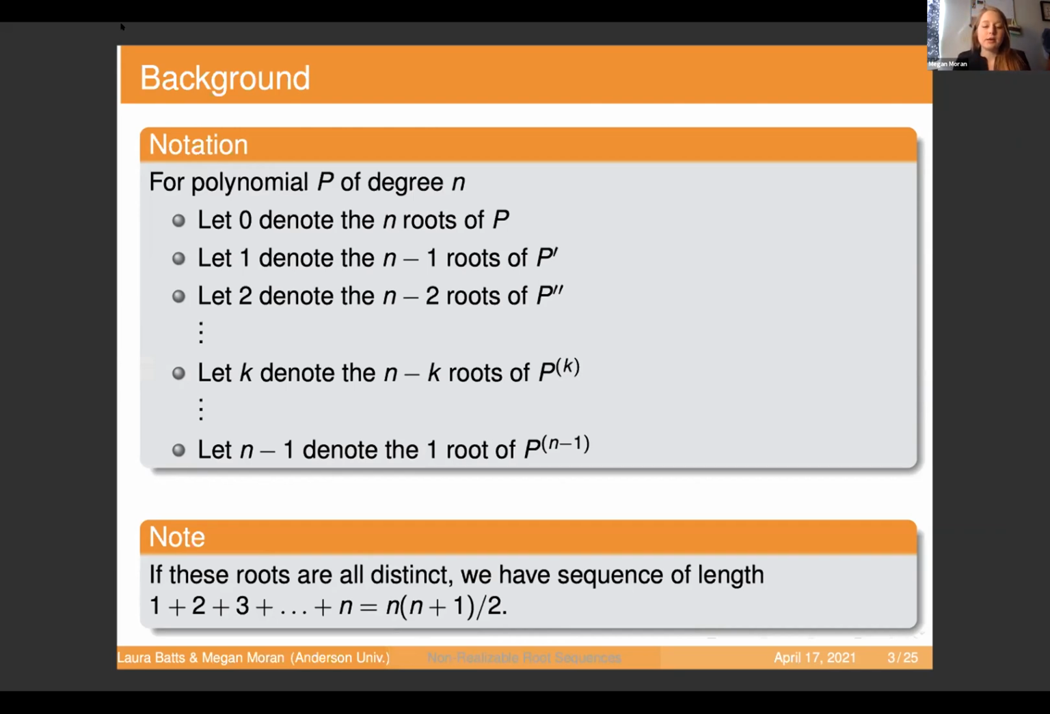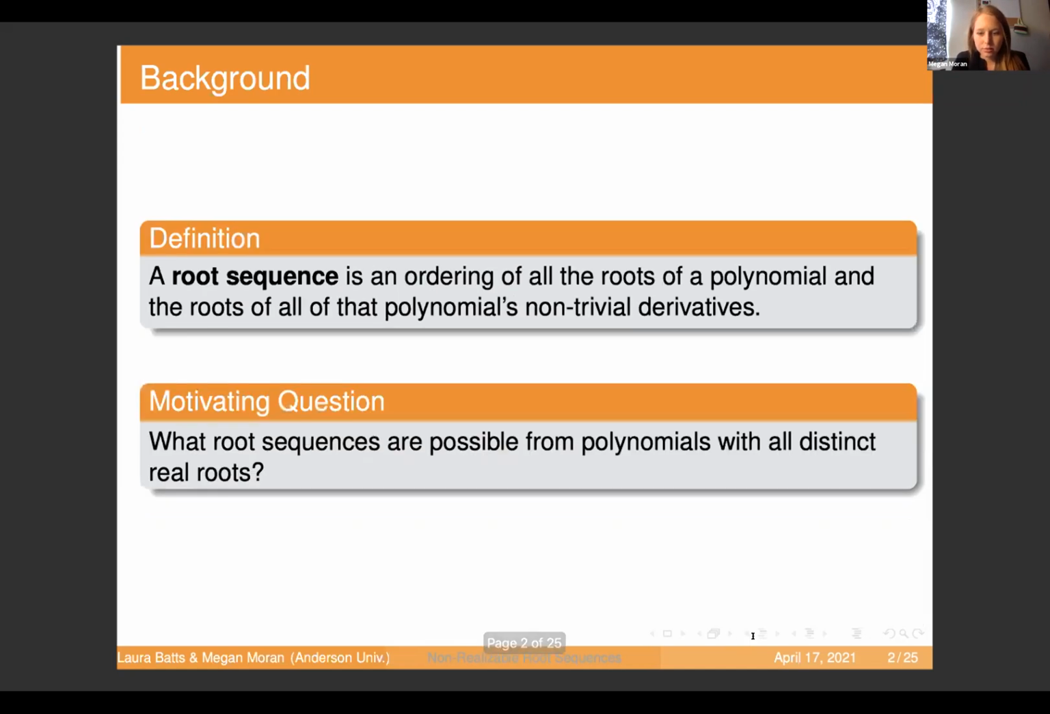derivative. And in summary, we'll want to note that if these roots are all distinct, we will have a sequence of length n times n plus 1 divided by 2. So when we line up all of our different zeros, ones, twos, threes, etc., we will have a sequence of that length there.